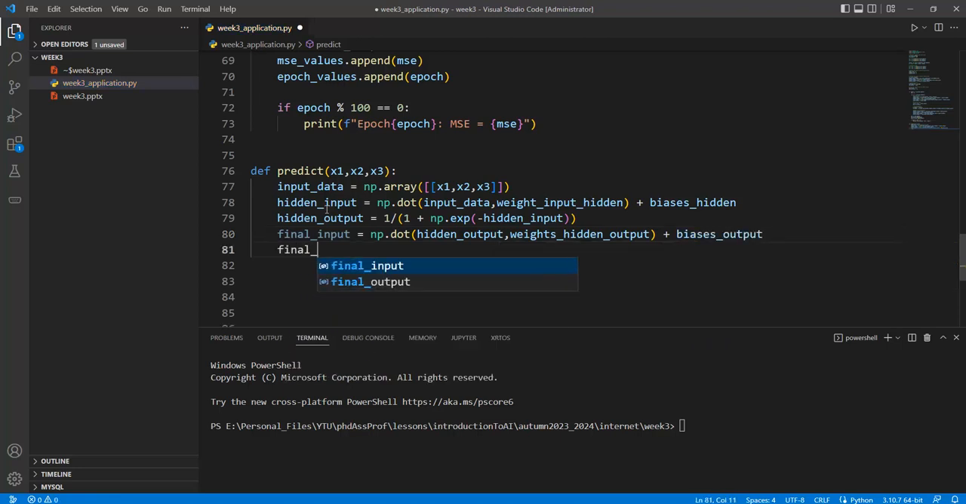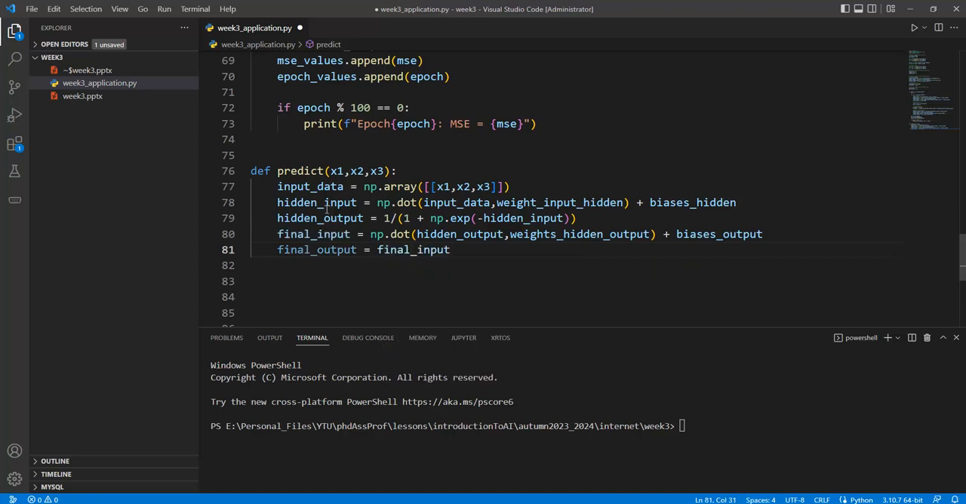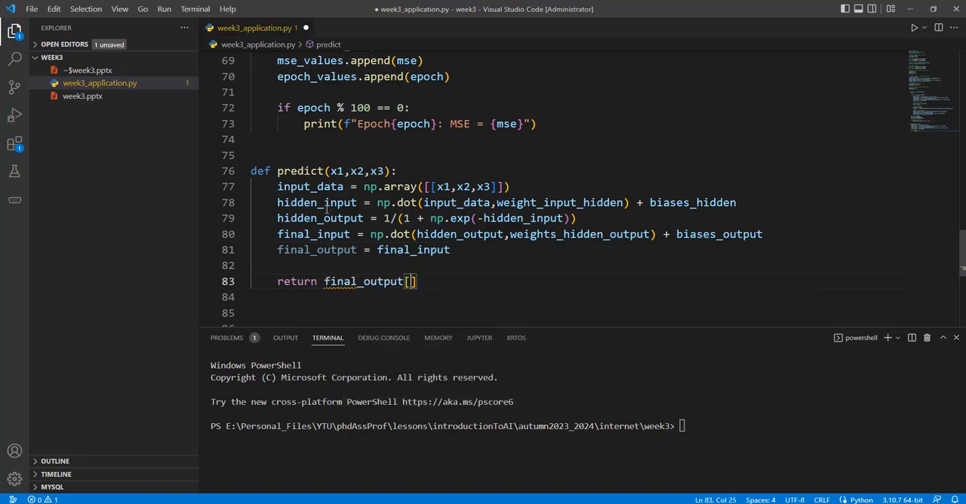And so the final output is equal to the final input. Okay? And so return the final output [0][0], because it's two-dimensional data. So we need to return the [0][0] value. In each case, we call the predict function to predict any data.